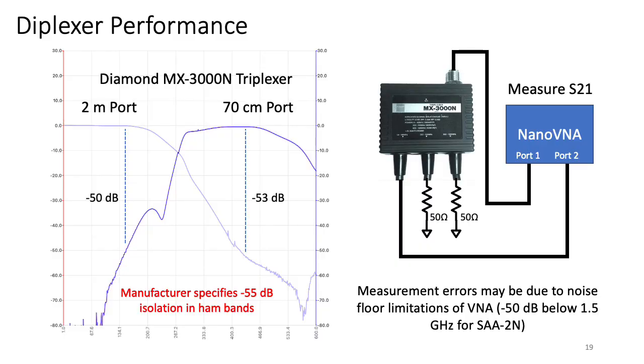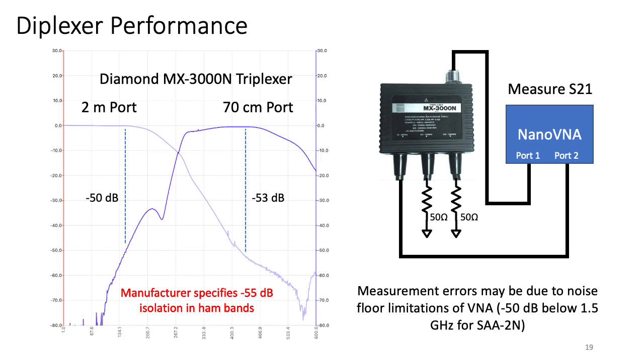Now here's an example of a two-port measurement. In this case, I have a triplexer that's designed for 2 meters, 70 centimeters, and 23 centimeters, the Diamond MX3000N. What I want to do is look at its performance as a function of frequency and what the cross terms are. In other words, how much energy goes from the 2-meter side into the 70 centimeter side and vice versa, or between the 23 centimeter side and the 2-meter side.